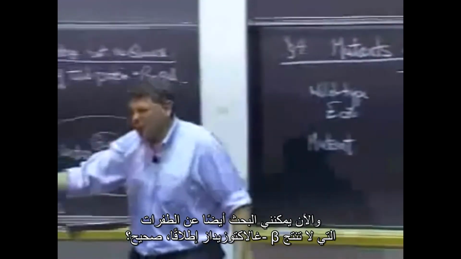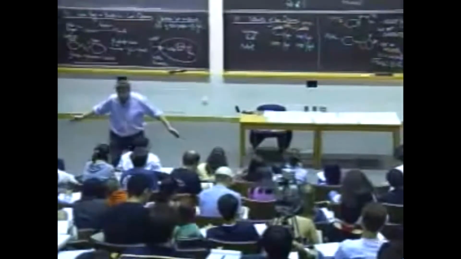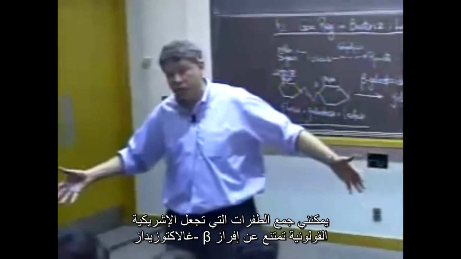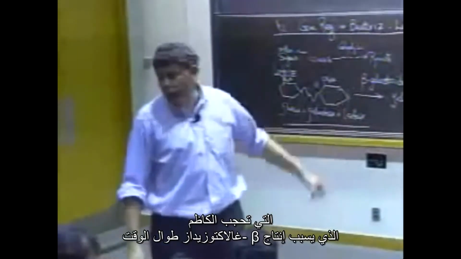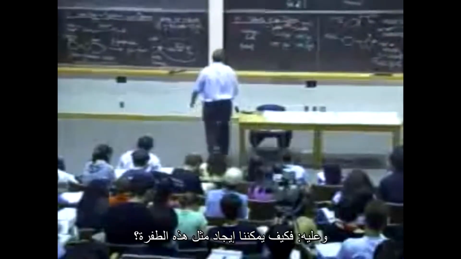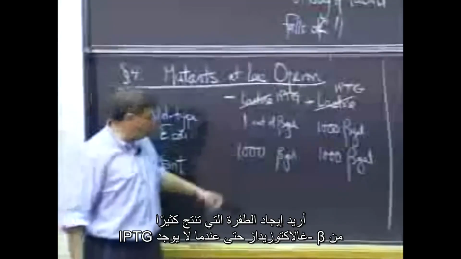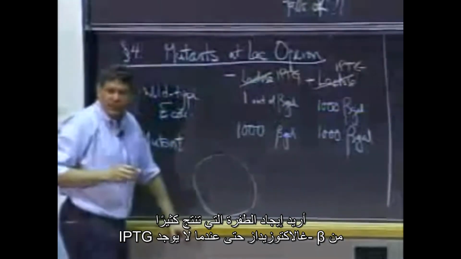Now, I can also look for mutants that no matter what never produce beta-gal, right? But what would they likely be? They'd likely be structural mutations affecting the coding sequence of beta-gal, right? Those will happen. I can collect mutations that cause the E. coli never to produce beta-gal. But that's not as interesting as collecting mutations that block the repression, that cause beta-gal to be produced all of the time. So how would I find such a mutant? I want to find a mutant that's producing a lot of beta-gal, even when there's no IPTG.